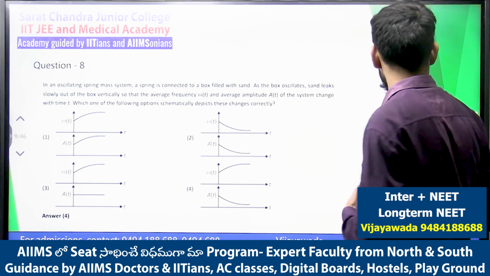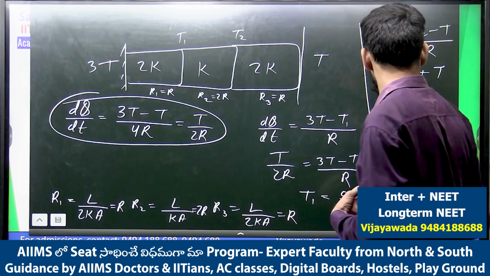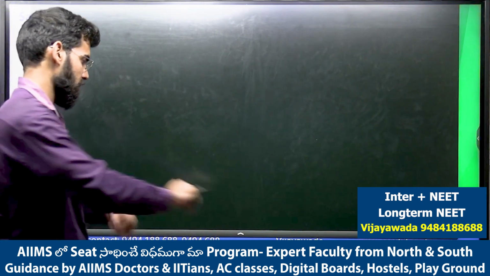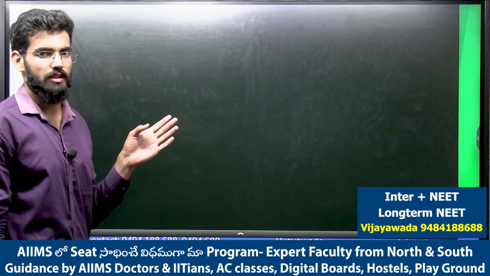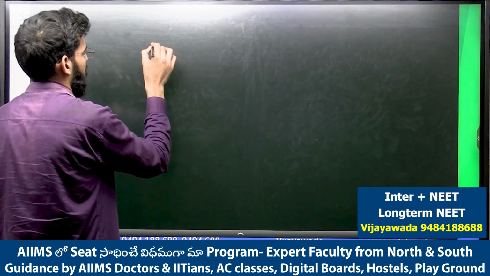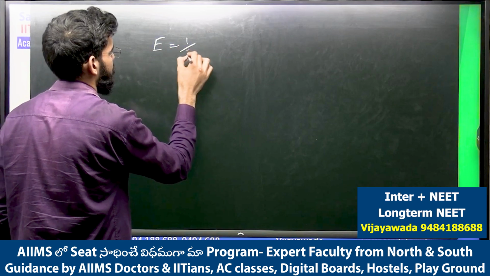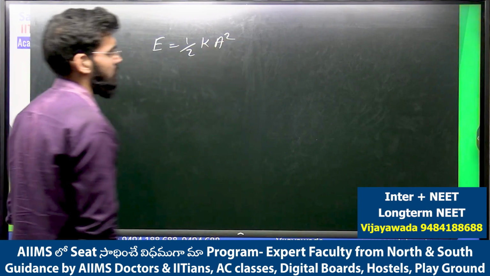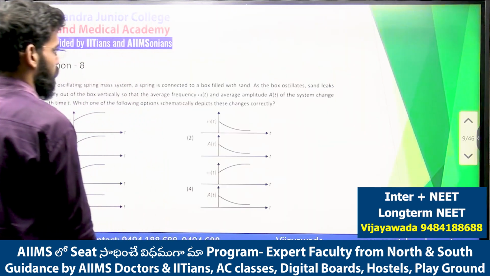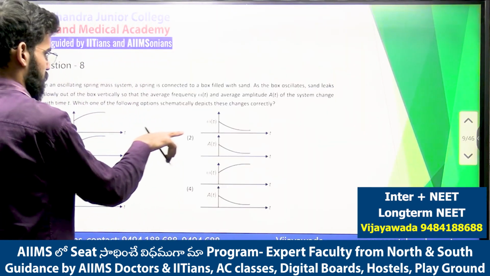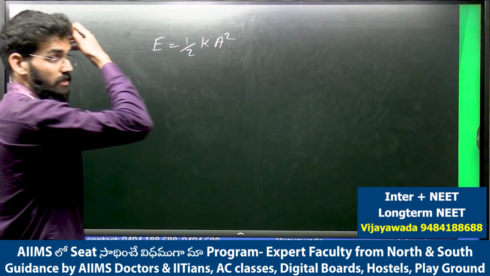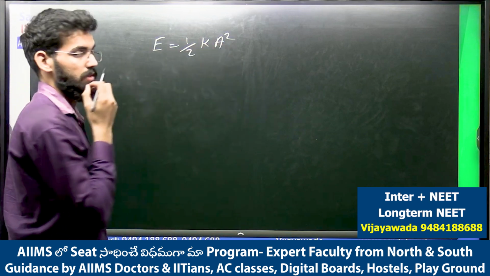First of all, how do you answer? If you have studied damped oscillation, then you can answer directly. Otherwise, go by energy. Energy is half K A square. Energy wise you go. And if you want to go with omega also, okay. So amplitude you can answer directly: energy is reducing, so amplitude is reducing.